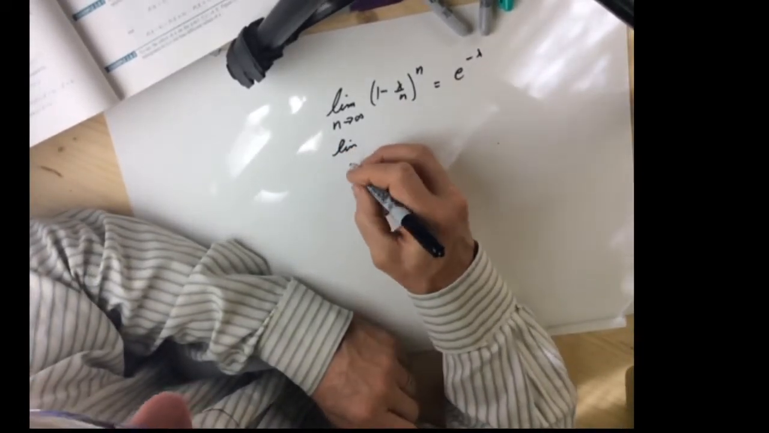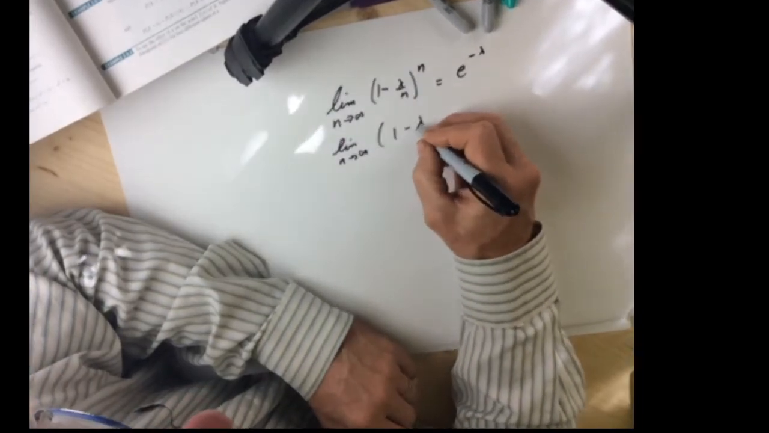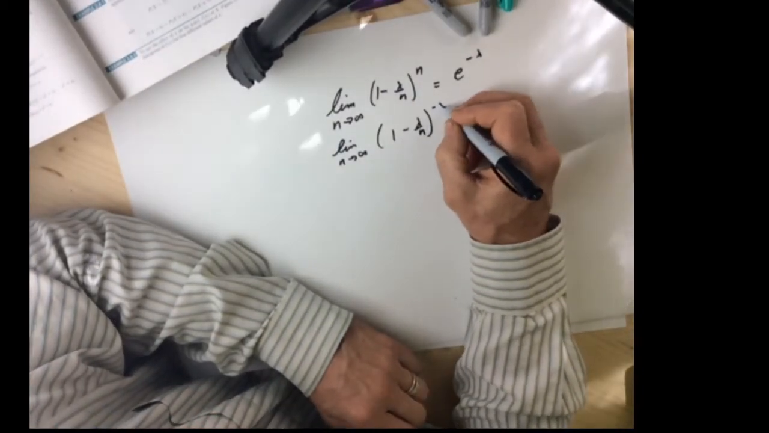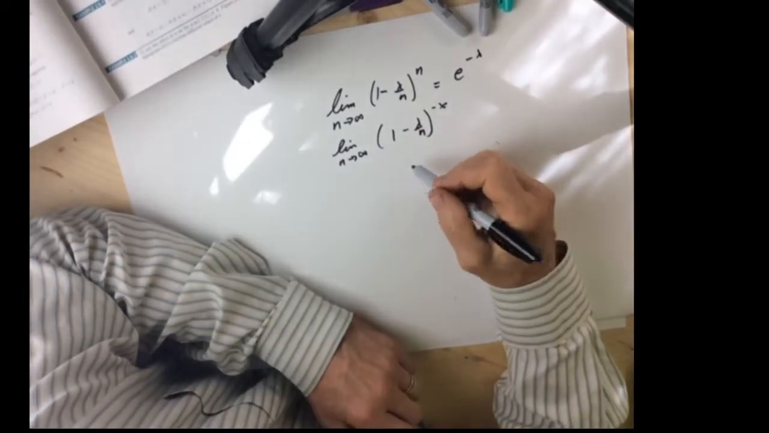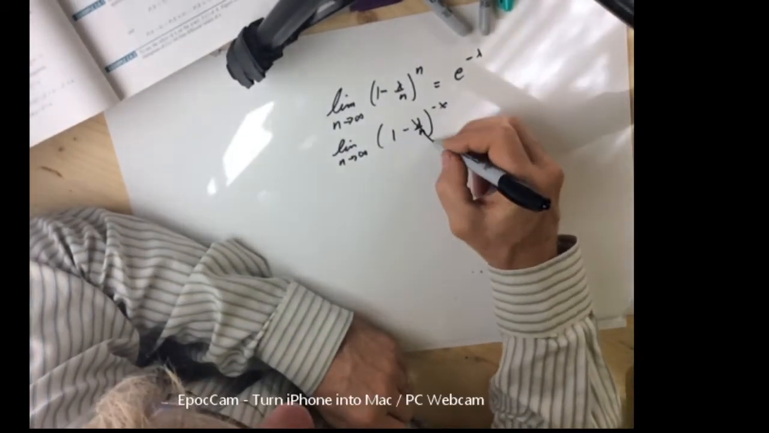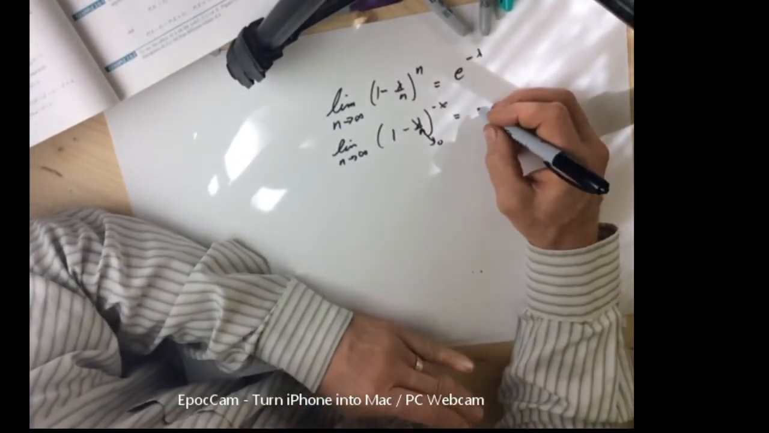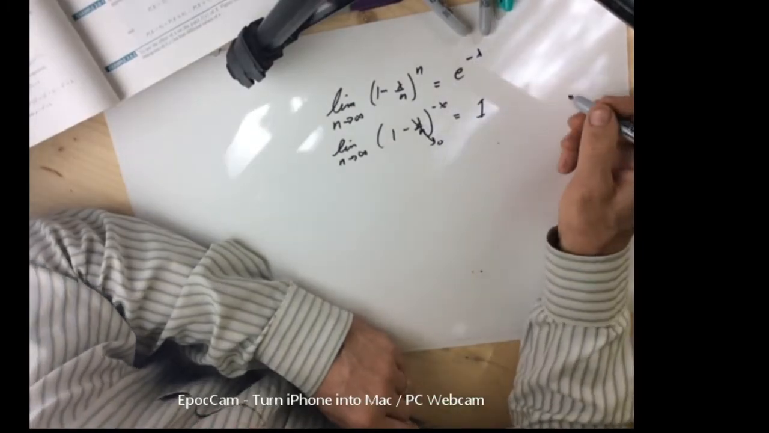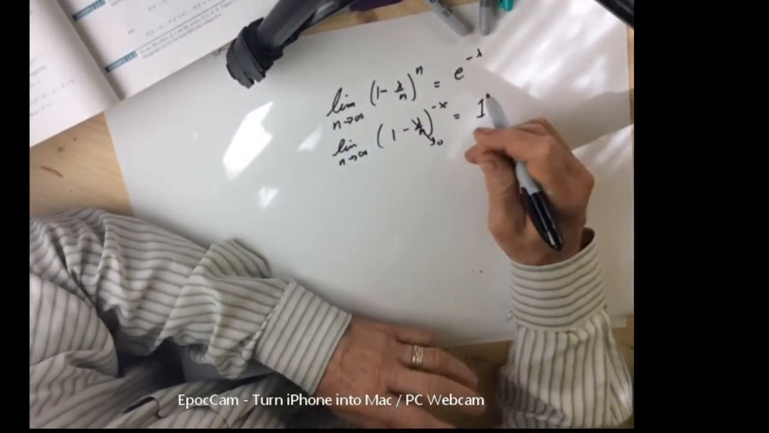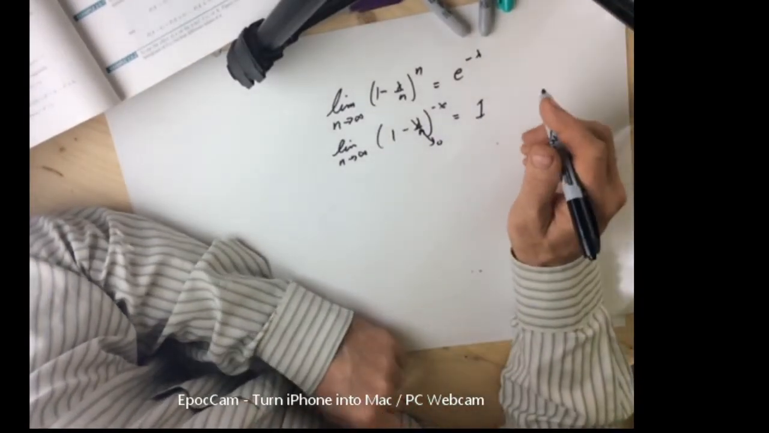Now, there's another limit here. This one had the x in it, and limit as n goes to infinity of 1 minus lambda over n to the minus x. And what happens here as n goes to infinity? Since this is fixed and this is fixed, this is going to go to 0, and 1 to the minus x for all x is just going to be a 1. So those two parts in that calculation that we're looking for look pretty simple.